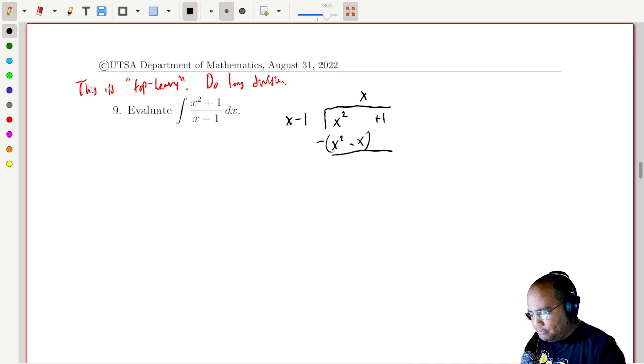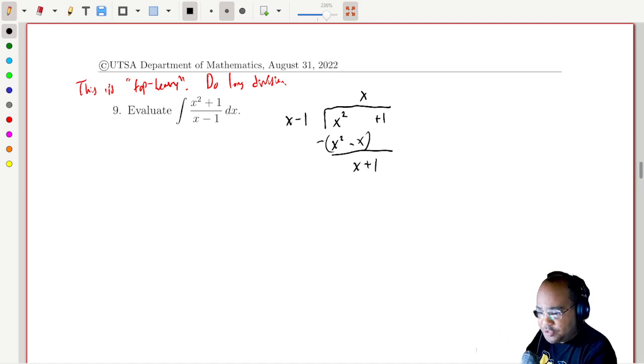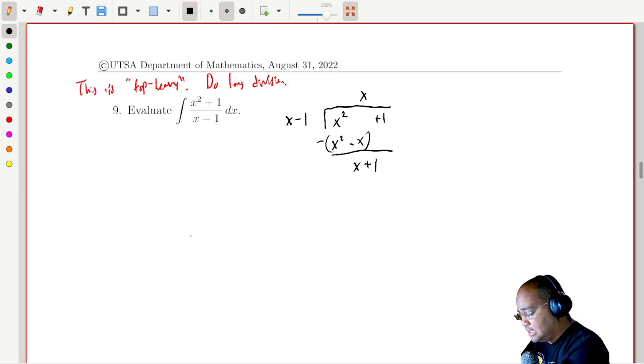And what that gives me, we have x squared minus x, which is 0. 0 minus negative x, which is just a positive x. We bring down the 1. Do the division again. x divided by x is a plus 1. Multiply. So we have 1 times x minus 1 is x minus 1. Subtract. And then 1 minus negative 1 is a 2.